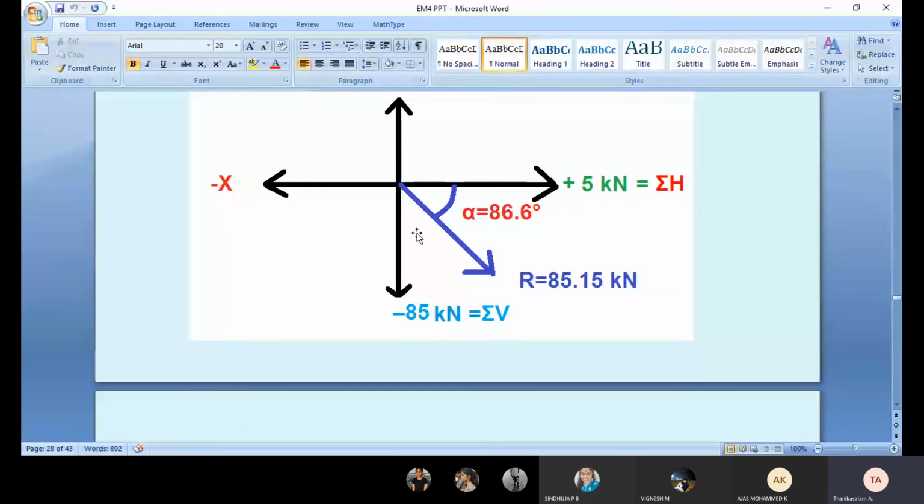Raja, do you understand? Yes, the resultant is lying in the fourth quadrant. That's why I have mentioned it here. Sindhuja, did you get this diagram? Do you understand this diagram? Yes, sir. So this is the x value. Summation H is positive, summation V is negative, so the resultant is lying in the fourth quadrant. So this is the answer.